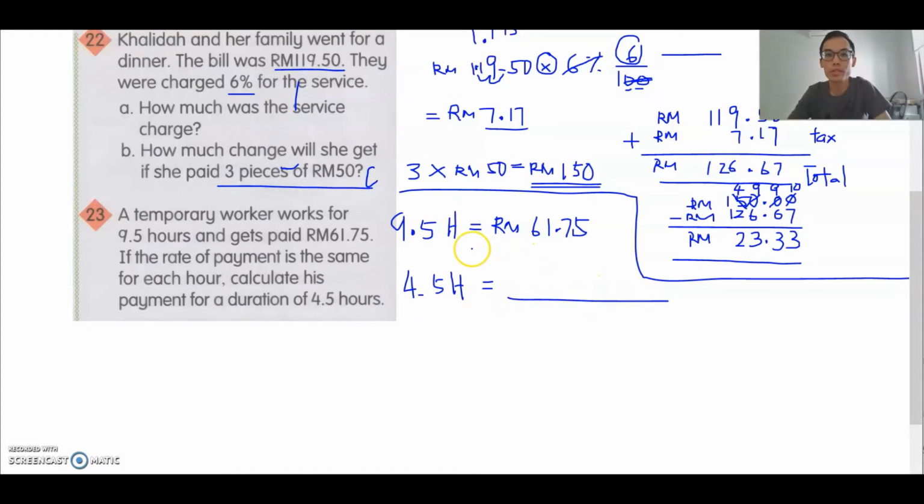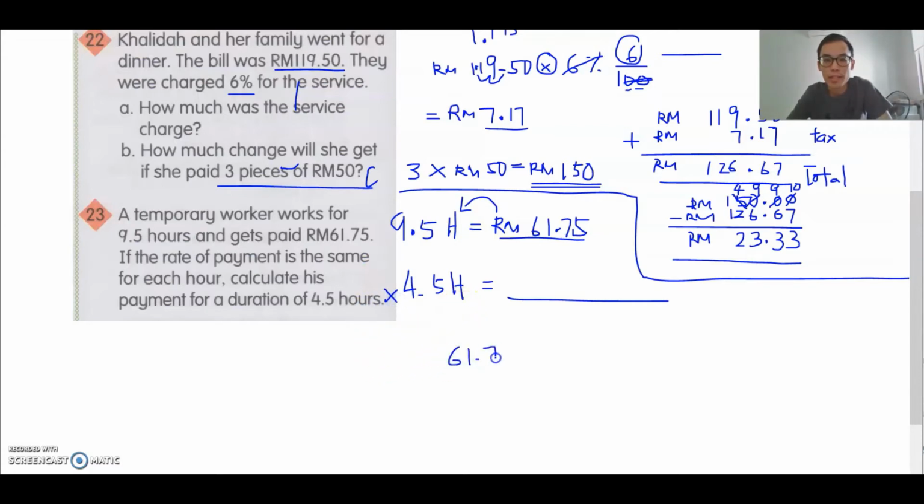9.5 hours, you get a payment of 61 ringgit and 75 cents. So what about 4.5 hours? So what we do is we take the payment divide the hours. So we find out how much is 1 hour. Okay, how much is 1 hour? We find out payment per hour first. Then we times 4.5 hours to get the answer.